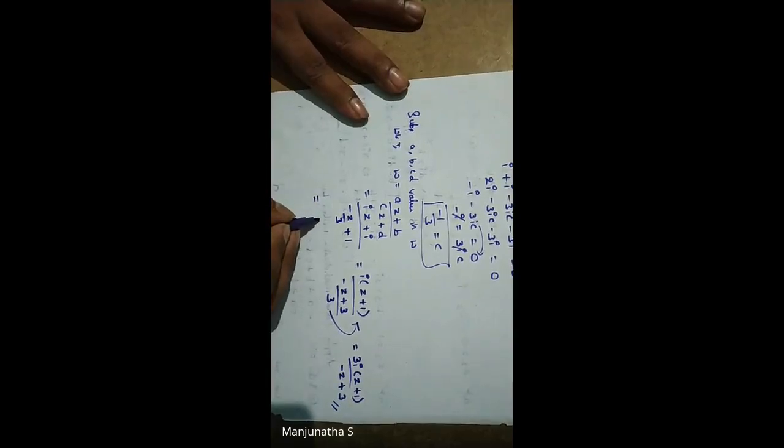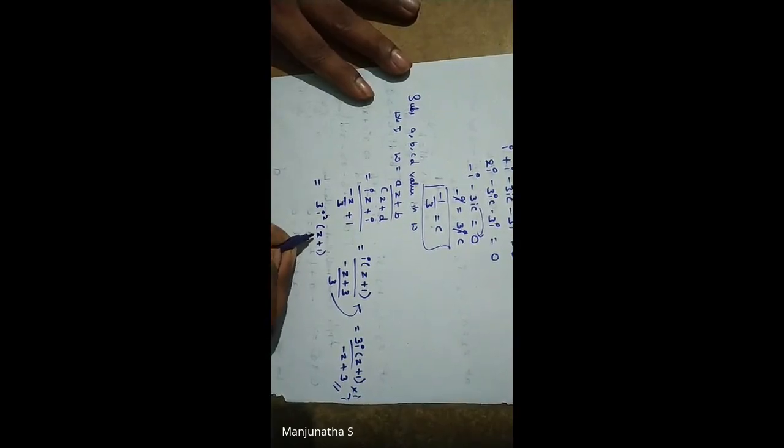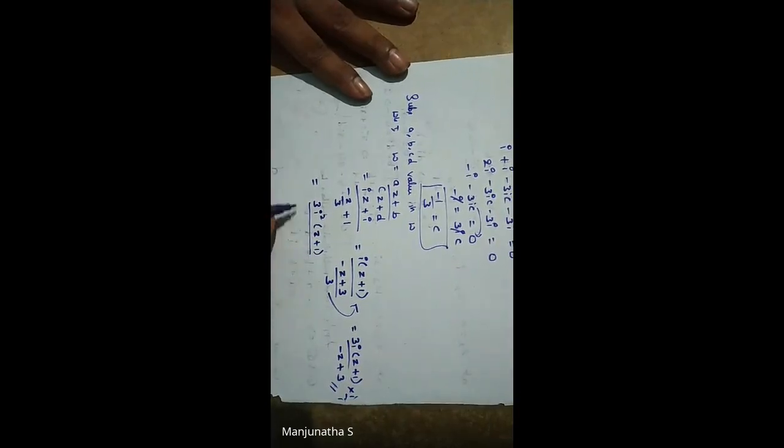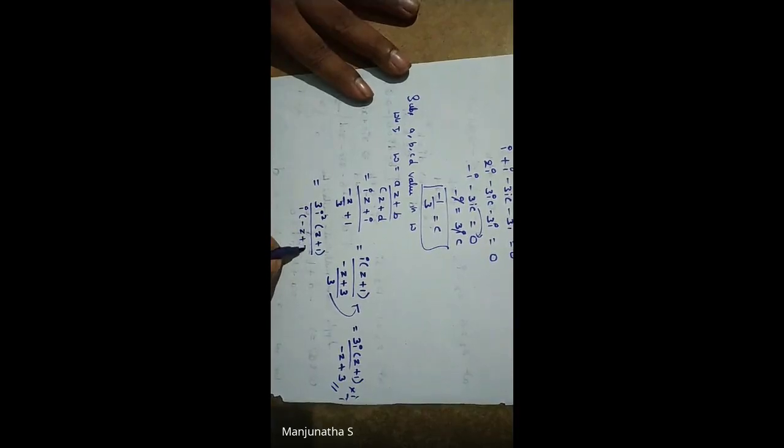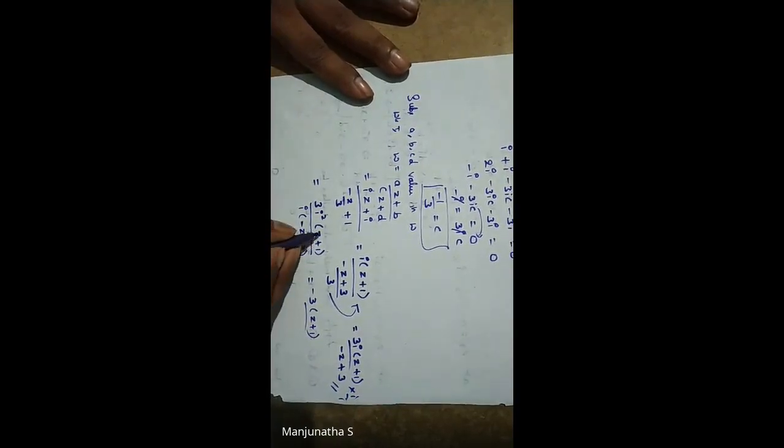How? When I multiply by i and i, both numerator and denominator, what will I get? 3i square of z plus 1 divided by i into minus z plus 3. So i square is minus 1, correct? So minus 3 into z plus 1 divided by, here minus is there now for z. So for the simplification part, what we'll do is make z positive. Here also we'll make it a positive sign.